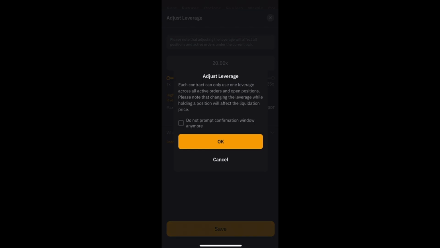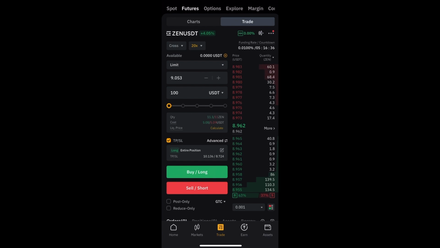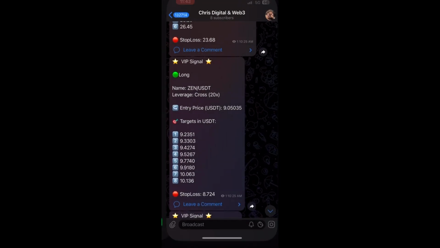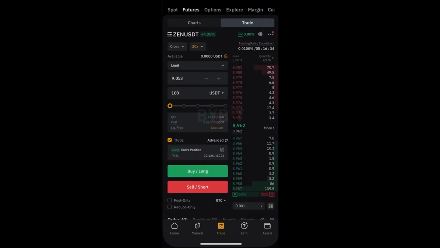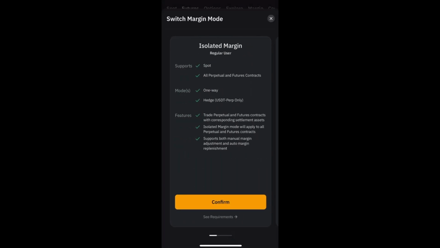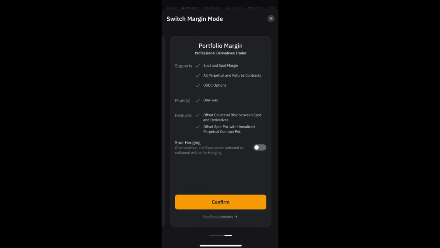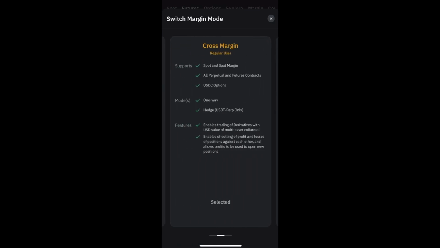So you can see, I've already selected it, that's why. So make sure it is on cross margin. Make sure it is on cross. We have isolated margin, we have cross, and then portfolio margin. Make sure you select cross margin.